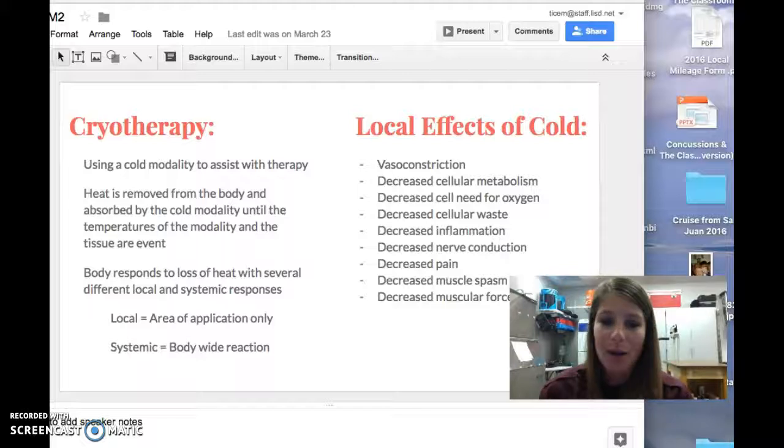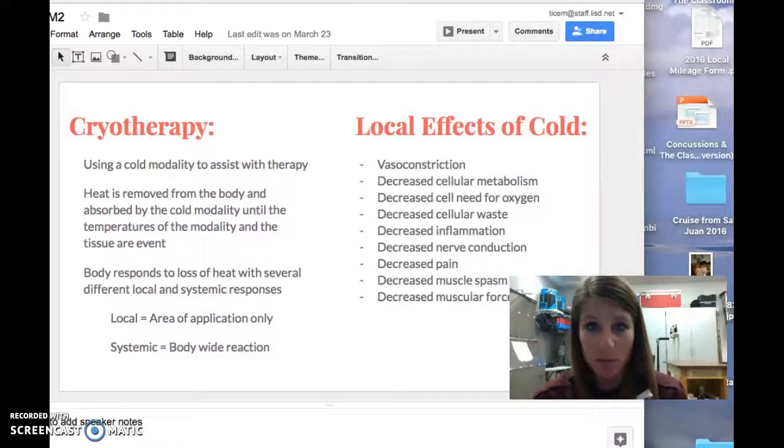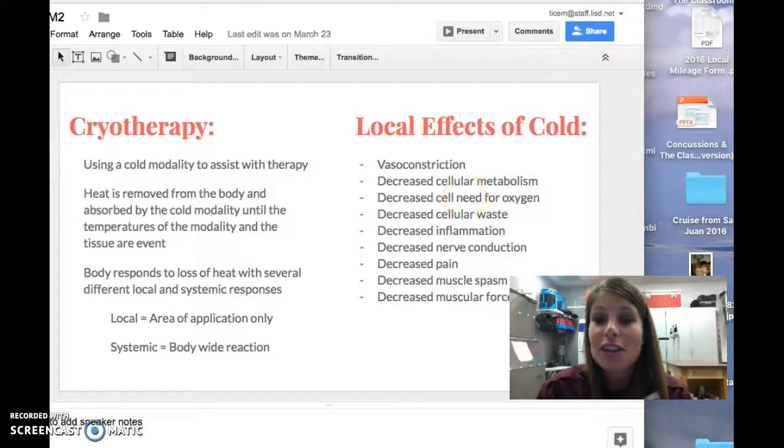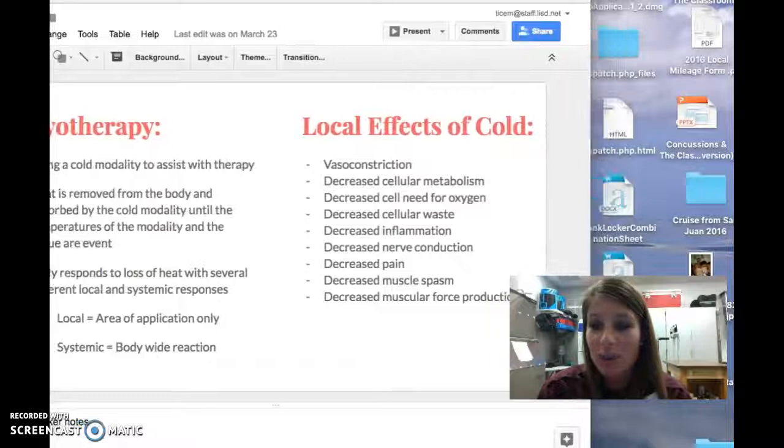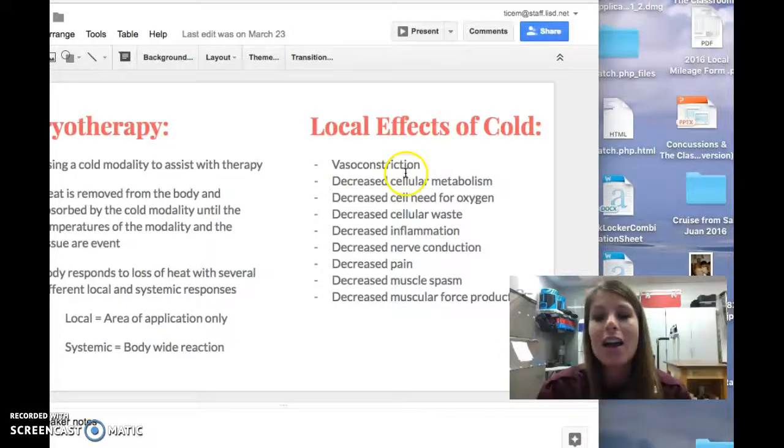On the opposite side of that, we have a systemic reaction, where there's enough surface area of our body in the treatment area that we start to have reactions all across our body, okay? And we see this with our bigger modalities like the whirlpool. Okay. So some effects of cold, local effects.